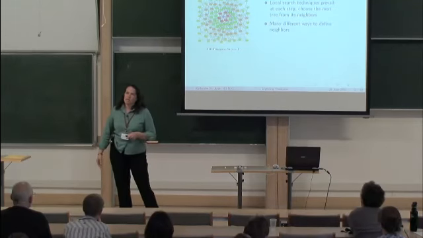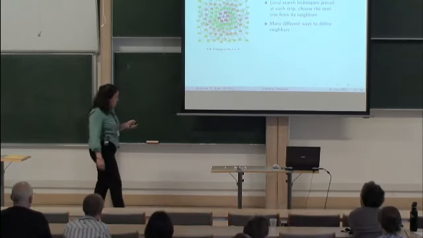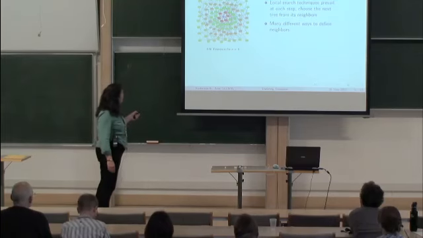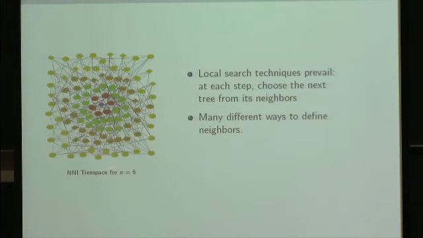But there are many different ways to define neighbors. This picture right here shows the trees for n equals 6. If you did the math quickly, for 6 taxa there are 105 trees. These are organized by the NNI metric. Let me explain what the different metrics are, and these are the different neighborhoods. We also have pictures for 7 and 8, but they don't look really good on the screen.